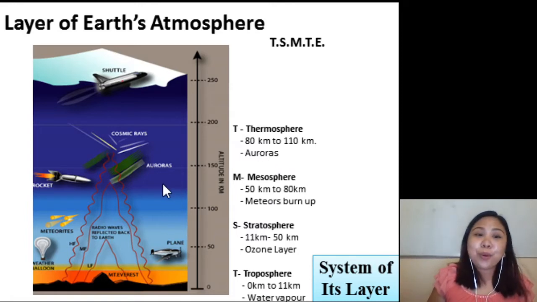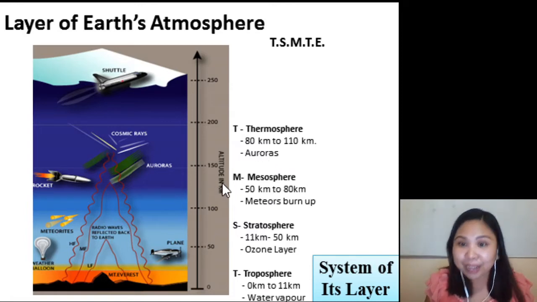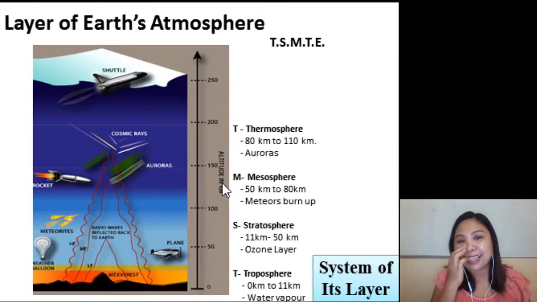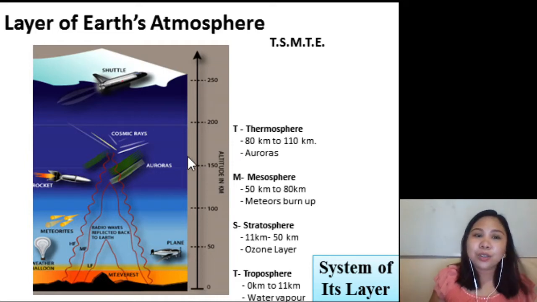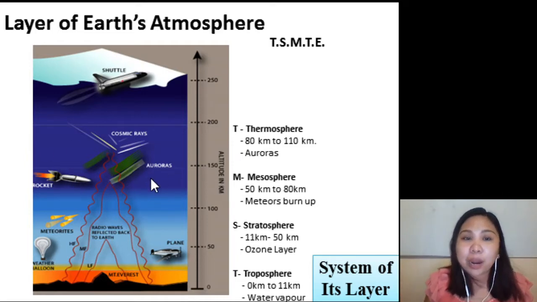Dito rin matatagpuan ang mga auroras or northern lights. Sabi ko kanina, wala sa atin nito kasi matatagpuan lang ito sa mga polar regions. Dito makikita ang mga auroras.